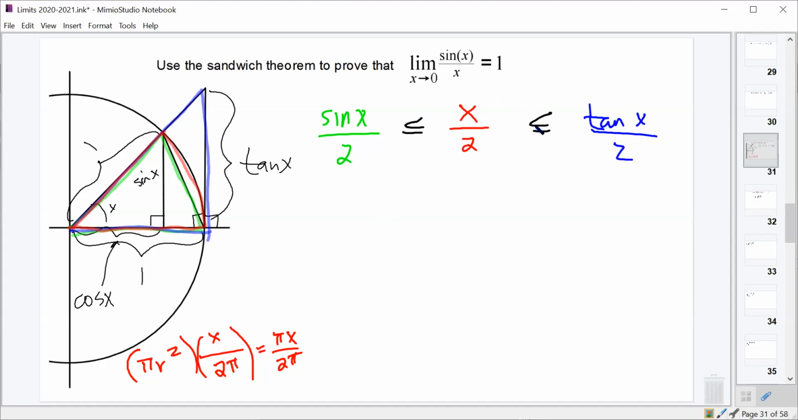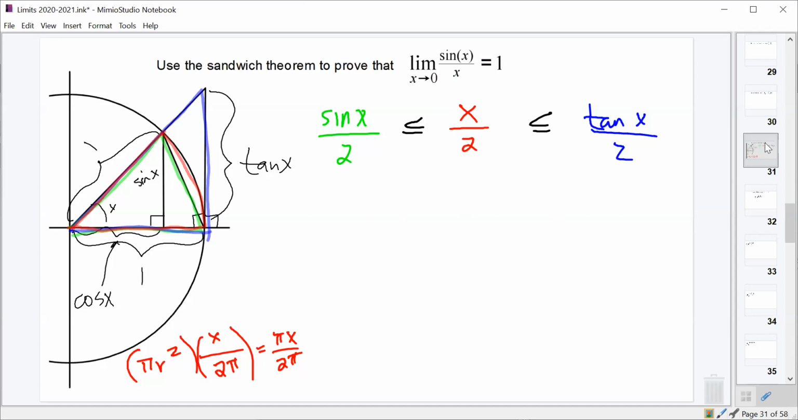Cool. So now all we have to do is use this nice inequality that we've got, but turn the middle of it into sine x over x. Because if I can turn the middle of it into sine x over x, and then I can evaluate the outside pieces of it, and they're the same, well, then the middle one should be the same also.